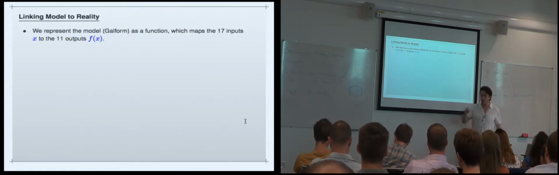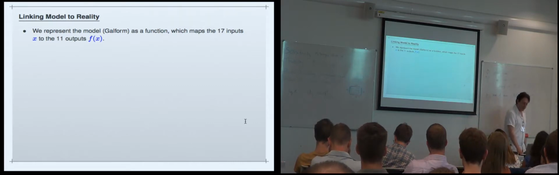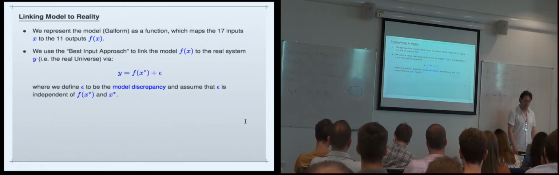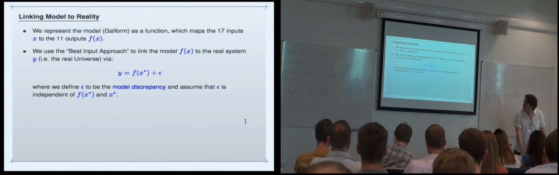Okay, so that's kind of one warning. Okay, right. Back to our task. We've got to use our emulators. We want to link the model to reality. So we need to officially have some statistical model that does this. So we're going to use what's called the best input approach.